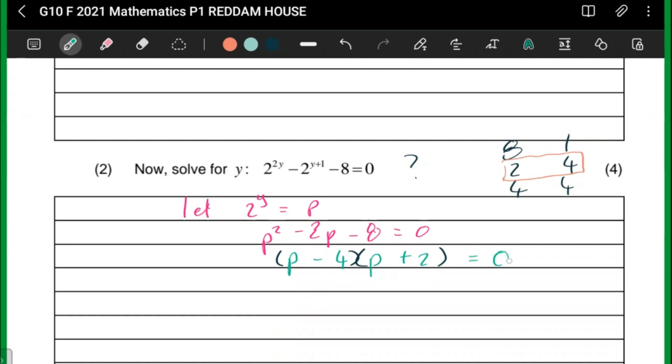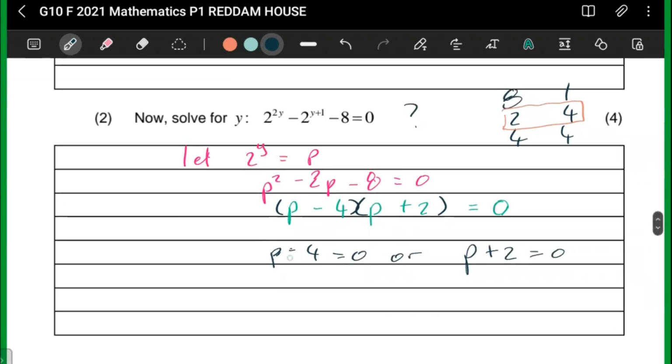So now, because each bracket here is equal to 0, you're going to say p minus 4 equal to 0, or p plus 2 equal to 0. Getting a value of p here, p is going to be a 4. The other one, p is going to be a -2.